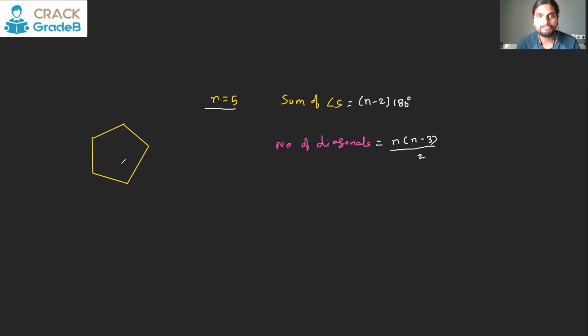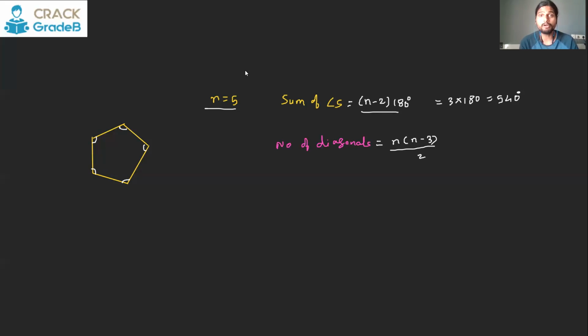So for example, for this figure, if you want to know the sum of all the interior angles, the sum of all these 5 angles, you just have to put n is equal to 5 in this formula, because the number of sides is 5. So by putting n is equal to 5 here, we get 3 into 180 degrees. That is 540. So 540 degrees will be the sum of all the angles.